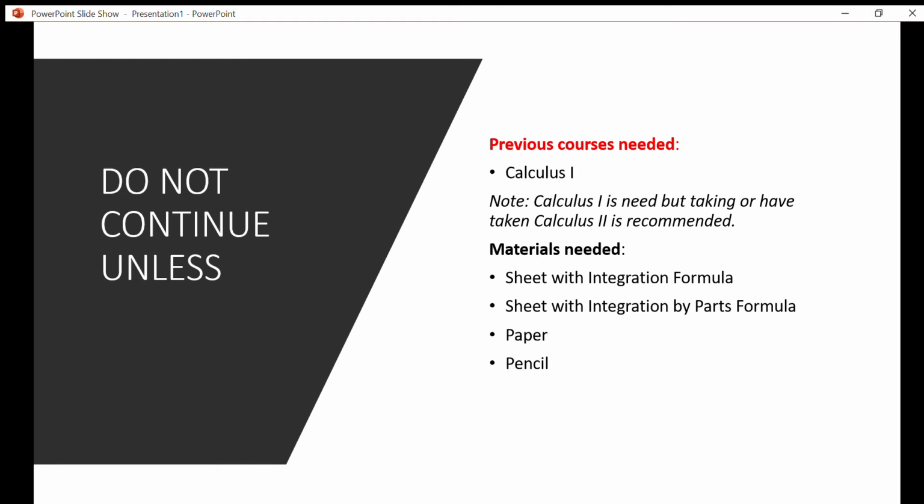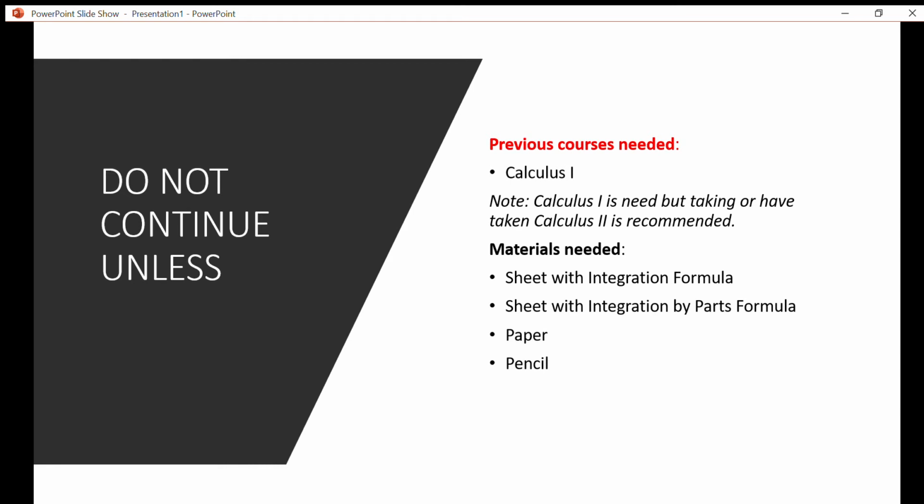Okay, so do not continue unless you have taken Calculus 1. The reason we need this is because we need the fundamental basics from Calculus 1. It's a lot harder to understand if you've only taken pre-calculus or college algebra, because we're going to be using terms like integration, derivatives, logarithms. Some of these functions we see in pre-cal, but for the most part, a lot of it is in Calculus 1. So you are recommended, and it is needed, to take Calculus 1 in order to understand this process.